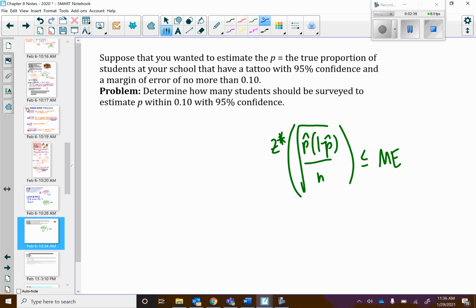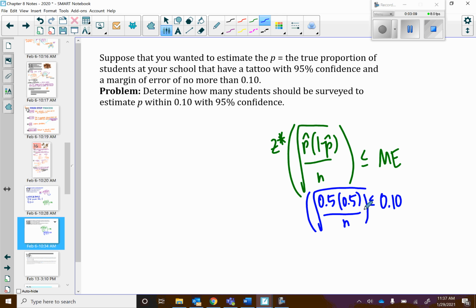I know the margin of error I want is 0.10. It is going to be greater than or equal to, I don't know my p-hat. We are estimating p. We don't have a previous study that they give us, so we're going to use 0.5. n is the thing we're solving for, so that stays a variable. Square root of that thing. And then I need my z star critical value.